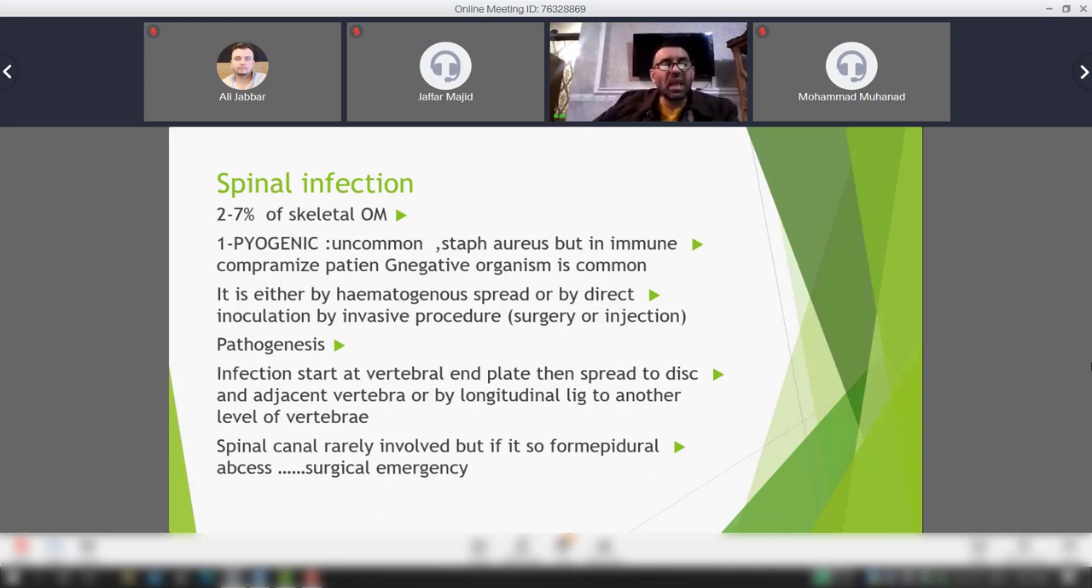Yes, and there is indication for surgery, like when there is an epidural abscess. You know that whenever there is an abscess, it should be drained. So if we have an epidural abscess, yes, go for surgery instantly. Or if there is severe abscess formation, or it has not responded to treatment and there is severe pain, we go for surgery.